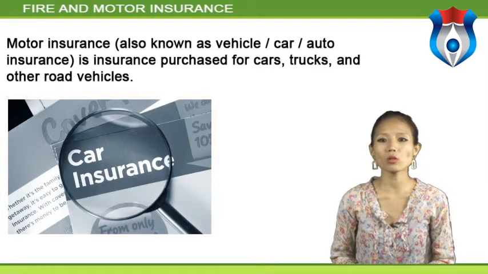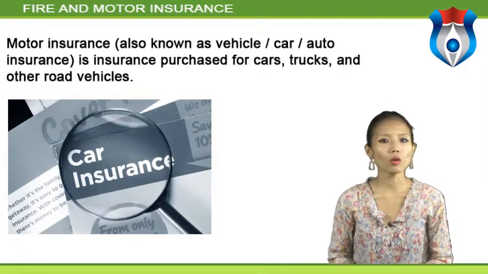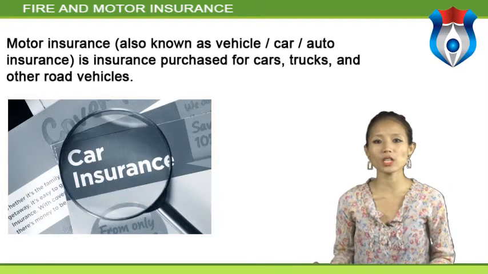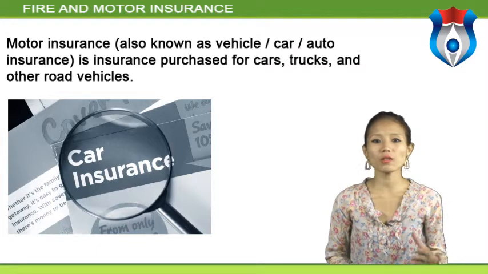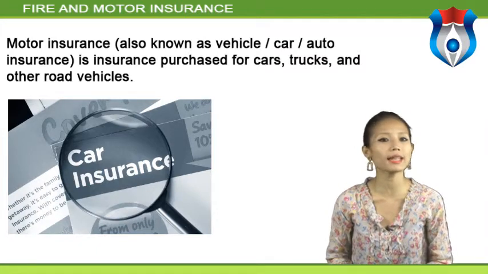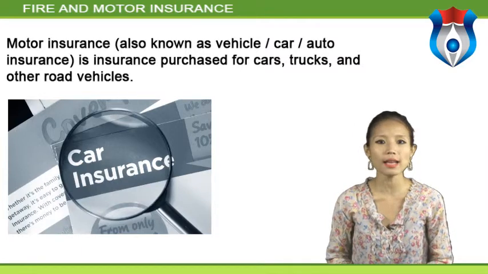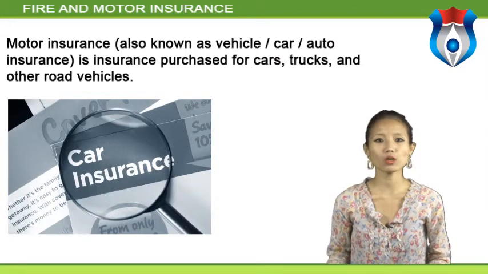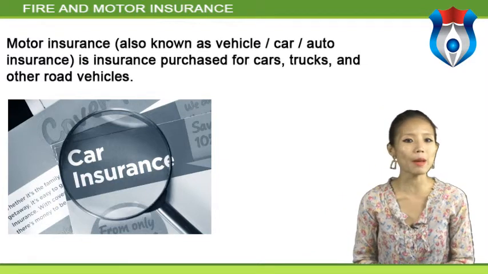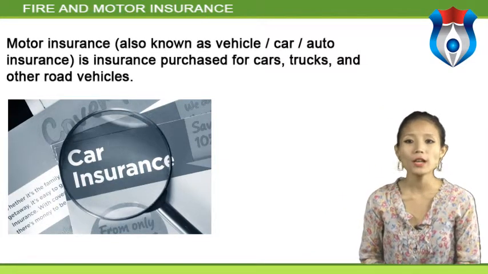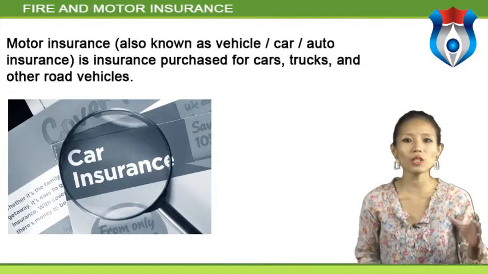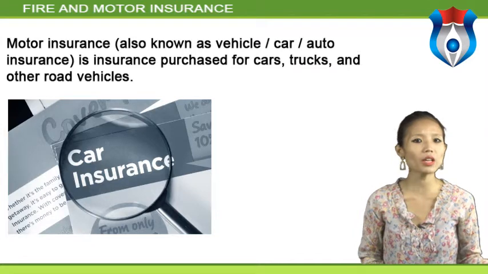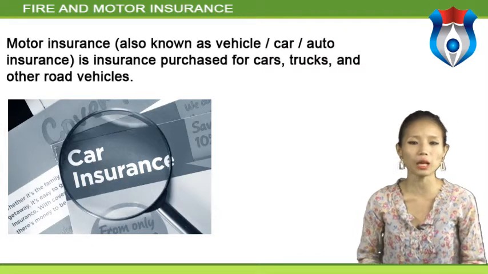Motor insurance, also known as vehicle, car or auto insurance, is insurance purchased for cars, trucks and other road vehicles. Its primary objective is to provide protection against physical damage resulting from traffic collisions and against liability that could also arise therefrom. Motor insurance in India covers loss or damage caused to the automobile or its parts due to natural and man-made calamities. It provides accident cover for individual owners of the vehicle while driving, and also for passengers and third-party legal liability.